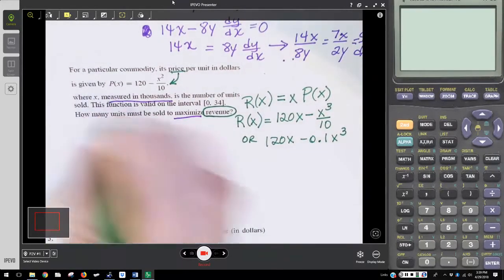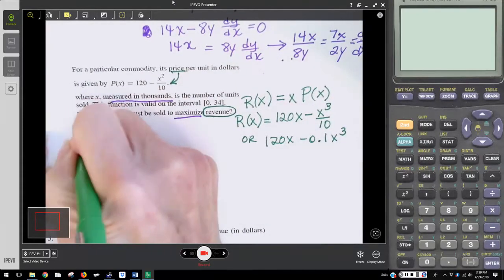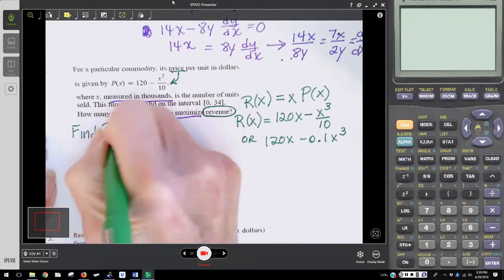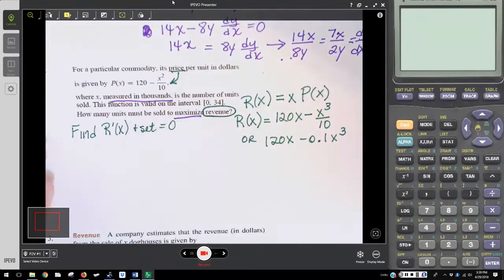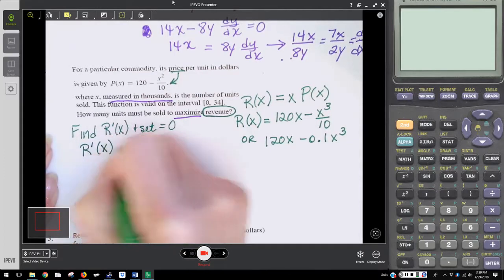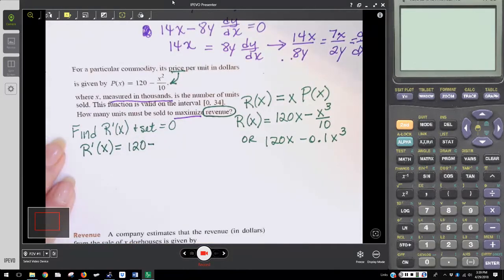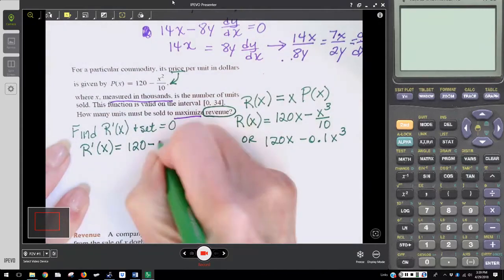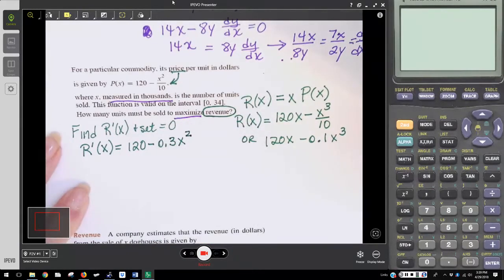So what we're going to do to maximize that is we're going to take its derivative, and we're going to set it equal to 0. So the derivative of 120x is 120. And the derivative of negative 0.1x cubed is negative 0.3x squared. And we're going to set that equal to 0, and we're going to solve that.